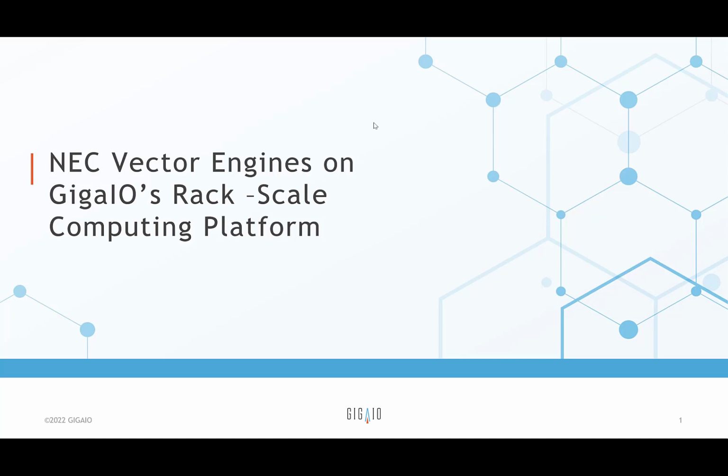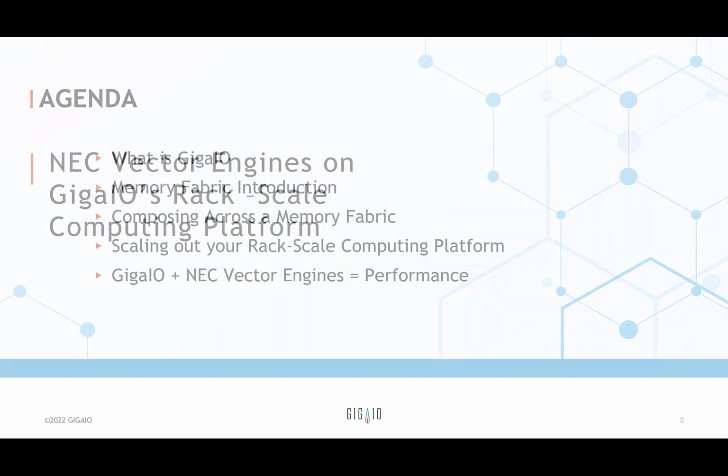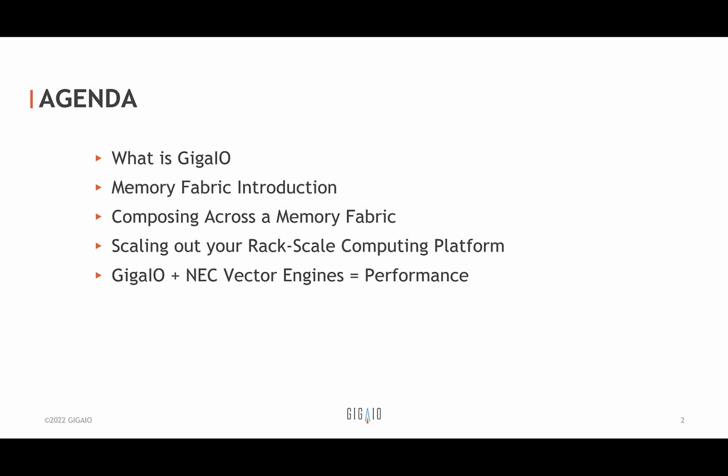I'm here today to talk to you about NEC vector engines running on GigaIO's rack scale compute platform. So the agenda for today is we're going to talk first about what is GigaIO and what is its memory fabric. Then we're going to talk about composing devices or composing access to devices across GigaIO's memory fabric. Next, we'll get into scaling out across the rack scale compute platform, and then finally talk about the performance charts that you'll see when we add NEC vector engines to the GigaIO rack scale computing platform.